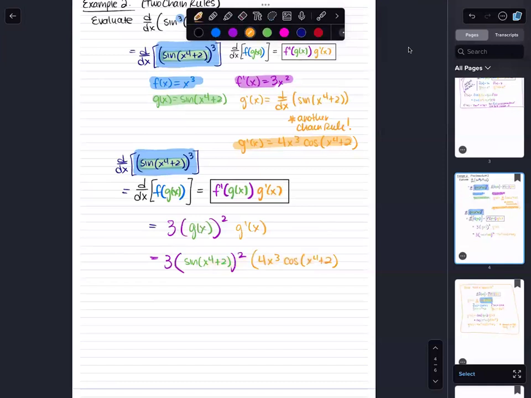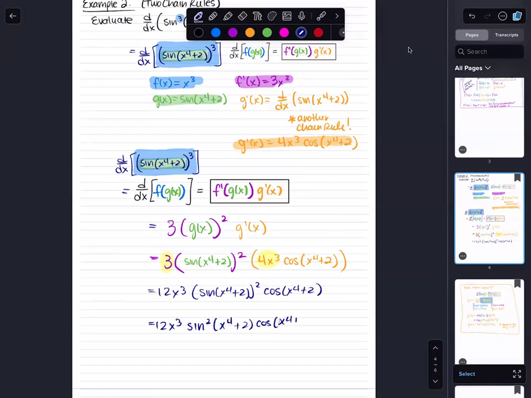When we combine this, we will go ahead and combine the 3 and the 4x cubed, and just leave everything else as is. This is 12x cubed times sine of x to the fourth plus 2 squared times cosine of x to the fourth plus 2. If you want to be really concise, not required, you can bring that squared back in between the sine and what the sine is operating on.